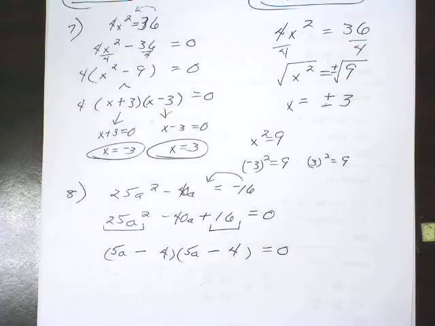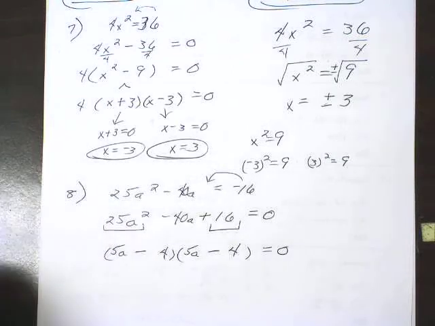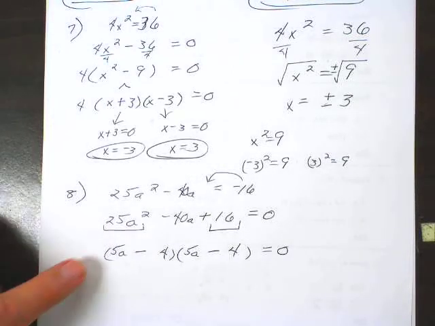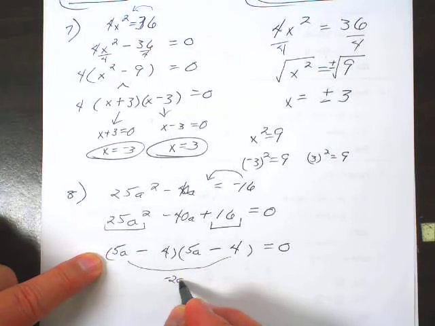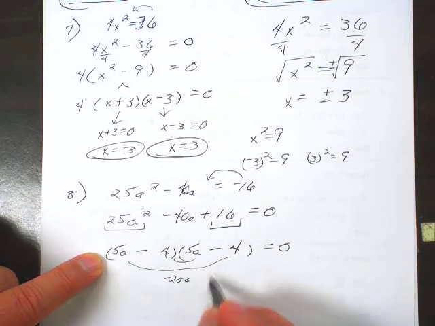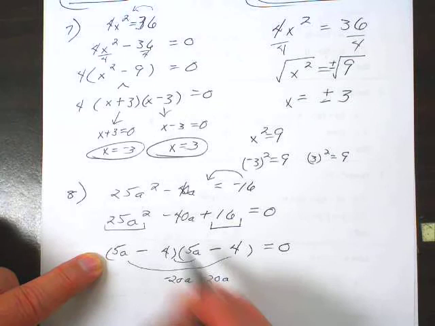Now, I only know for sure if this was accurate if I do the outer inner test. So the outer gives me negative 20a, and the inner gives me negative 20a. Does negative 20 plus negative 20 give me negative 40a?